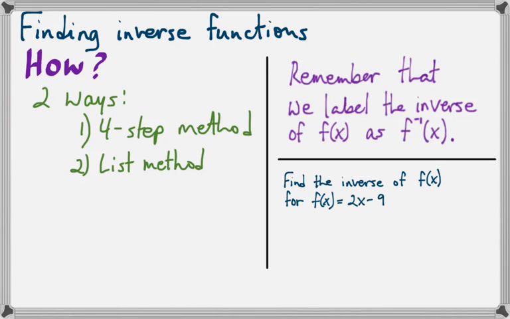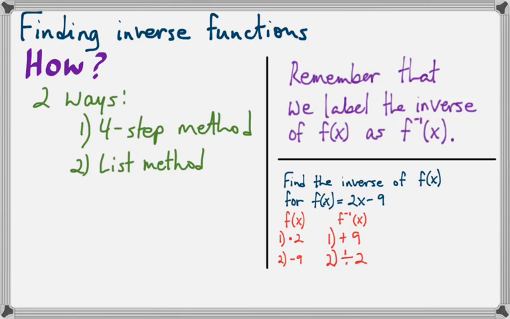So here's just a little quick example using the list method. If we start with a function f of x equals 2x minus 9, we make a list of the things that are happening to the x. Well, the first thing is times 2, and the second thing is minus 9. Remember, we go in the order of operations, PEMDAS. So I make a list, times 2 and minus 9. Now my f inverse should undo those steps in the reverse order. So the opposite of minus 9 is plus 9, and the opposite of times 2 is divided by 2.